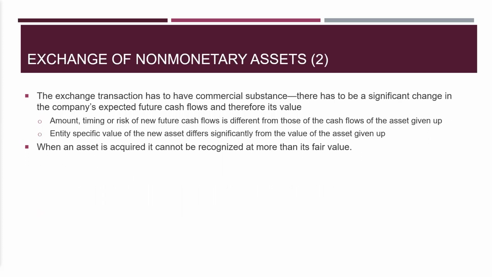The exchange transaction has to have commercial substance. What that commercial substance really means is that there has to be a significant change in the company's expected future cash flow in comparison to the cash flow right now. That relates to your amount, timing, or the risk of the new future cash flows being different from those cash flows of the asset that we are giving up. Or the entity-specific value of the new asset differs significantly from the value of the asset that we are giving up. When an asset is acquired, it cannot be recognized at more than the fair value.